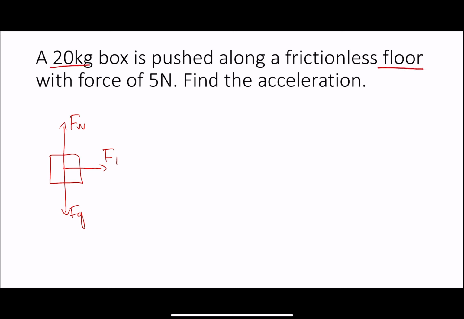It's on a floor, which means that there's a normal force. And there might be a friction force, except this problem says frictionless. We're simplifying it a little bit before we do the next problem where we add friction in. And then there's also an applied force of 5 newtons, so I just called it F1. And we're told to find the acceleration. So we draw this, and then we also need to draw our coordinate system.